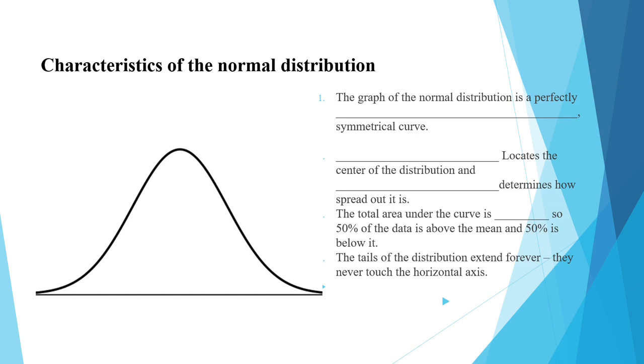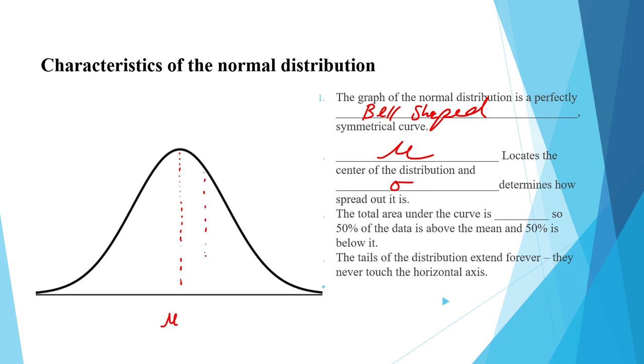The graph of the normal distribution is perfectly bell-shaped, just like when we were doing the empirical rule or the normal rule. We're talking about a diagram that's perfectly symmetrical and bell-shaped. Mu locates the center of the distribution. Since our figure is perfectly symmetric, the mean is in the center of the distribution. And sigma determines how spread out the distribution is.